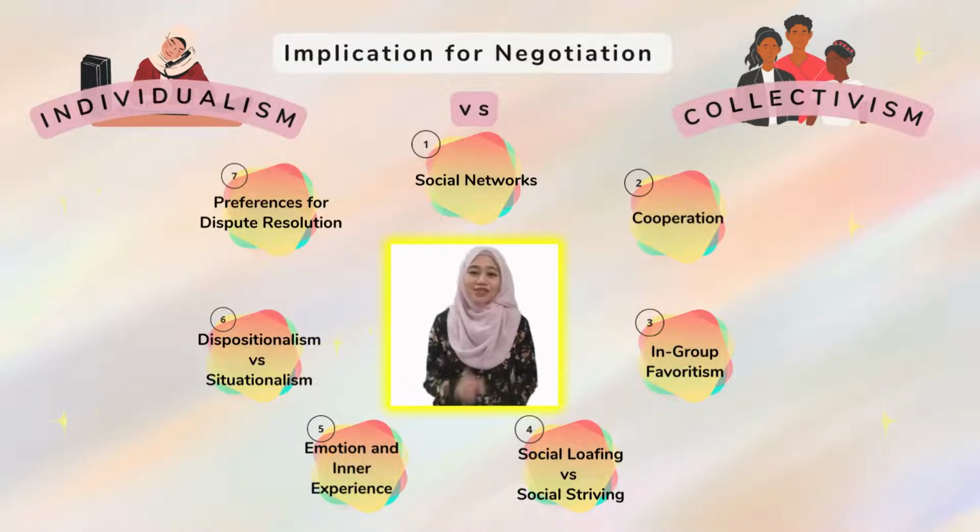Okay, so first is social negotiation. People from various cultures vary in terms of work relationship density, closeness, and how the network is linked upward, sideways, or downwards.